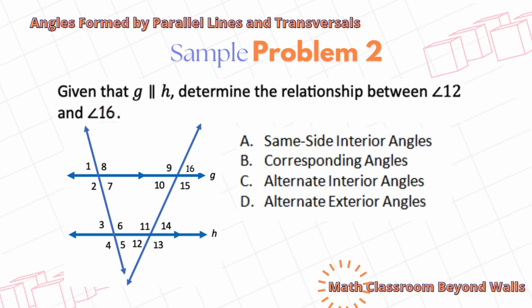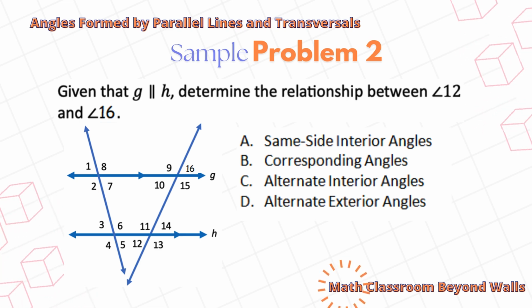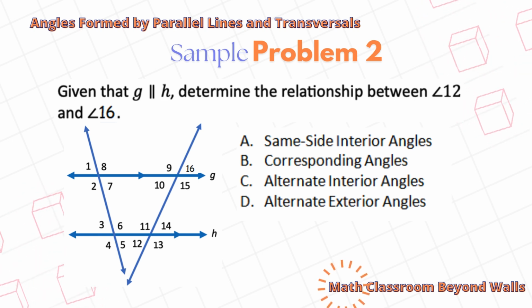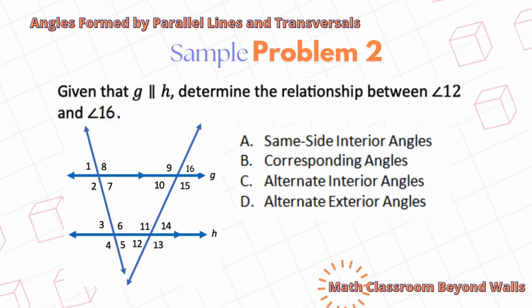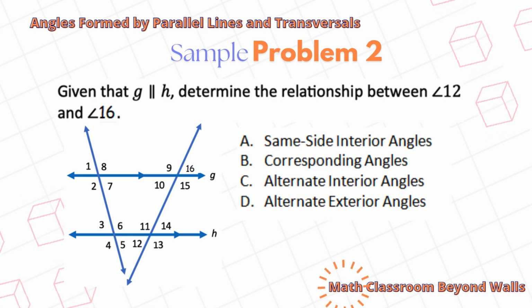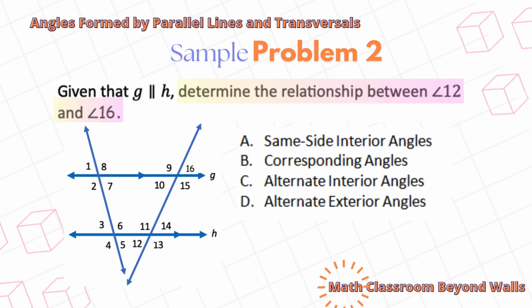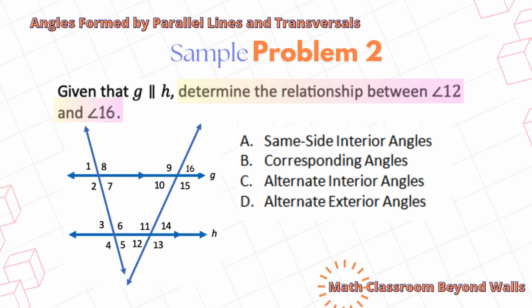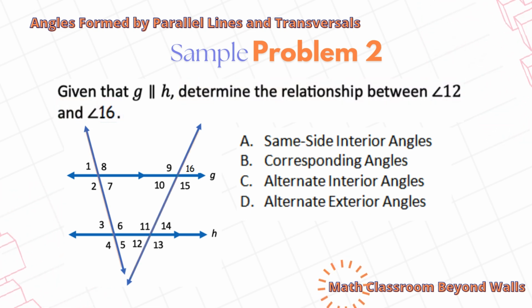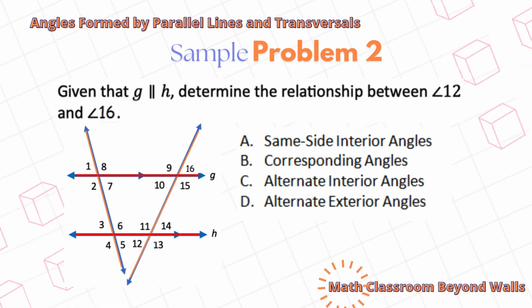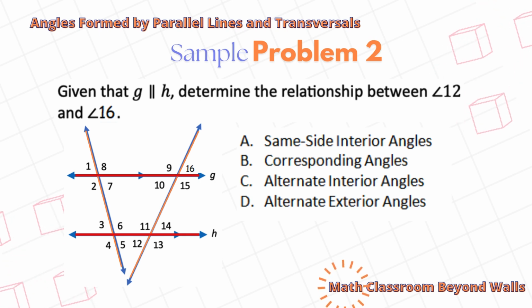As usual, we begin by reading the whole problem and may read it several times when needed to know what we're looking for, to determine what are given, and to figure out how the given information help find what we are looking for. What are we looking for, learners? You are right. We are to determine the relationship between angle 12 and angle 16. What are we given here? A figure with two transversals intersecting two parallel lines and the different angles formed by the intersecting lines.